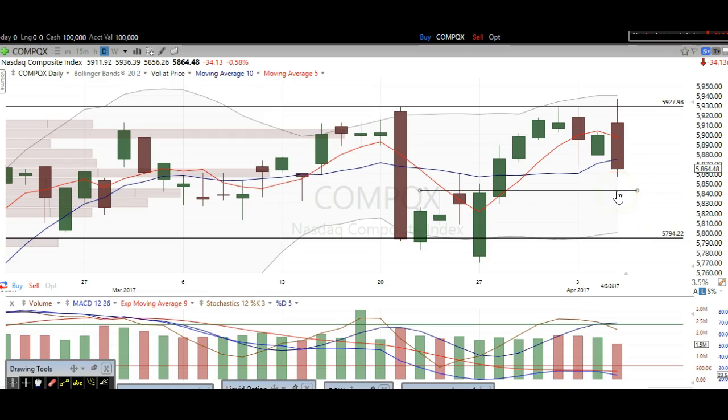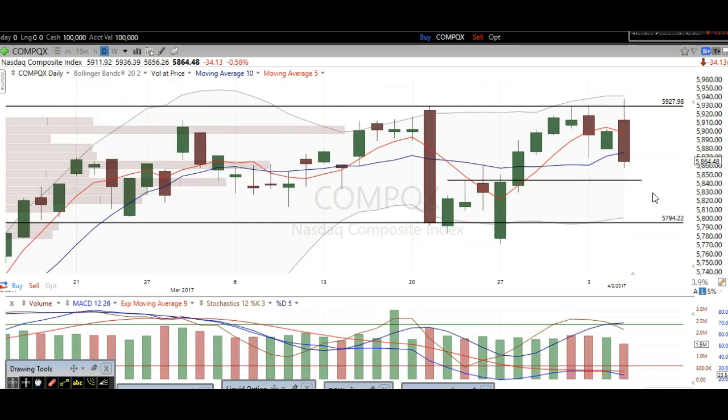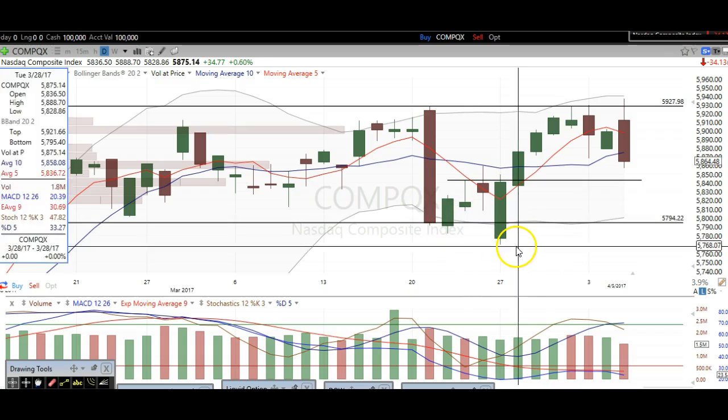We have some mini support down here at about 58.43, and then the bigger support is below us at around 57.94. You can see we bounced here, right there, and then several times here in the recent past.